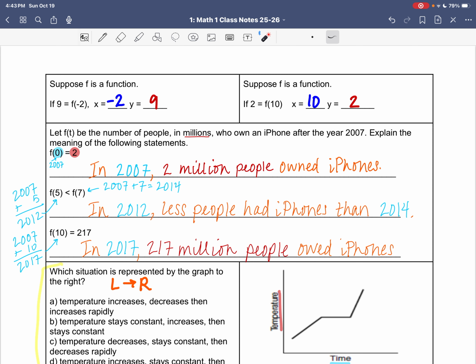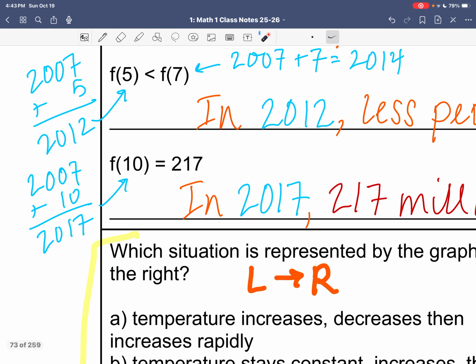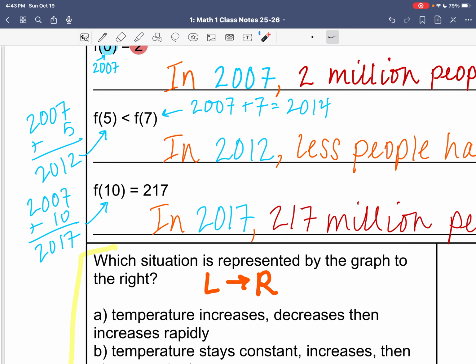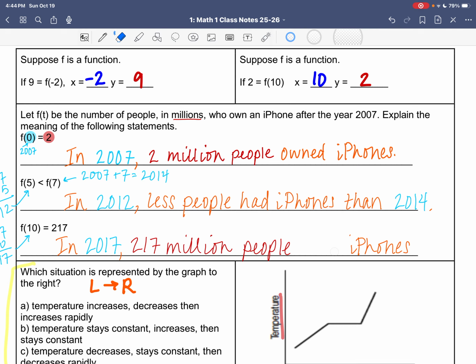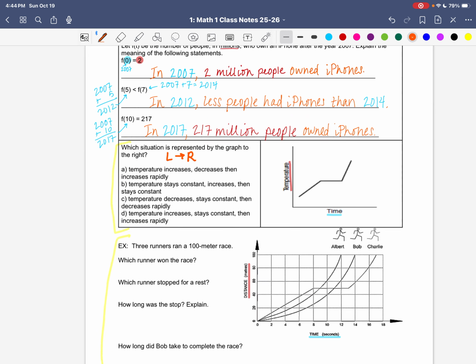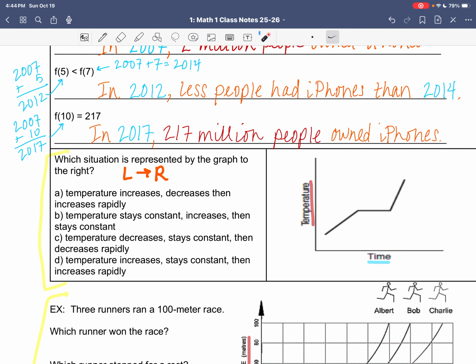All right, and then here, f of 10, again, this is 0, so we're going to add 10 to that, and we'll end at 2017. We know it's going to be 217 million people. So now let's put it all together. In 2017, 217 million people owned, did I forget an N? I did. Owned iPhones, period.